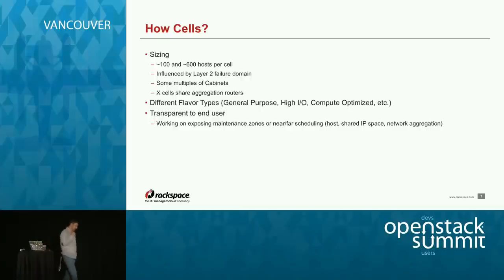How do we make cells work for us? We typically size our cells. Most of them now are landing just a little over 100 hosts. We have some that go up to 600 hosts on our older hardware profiles.